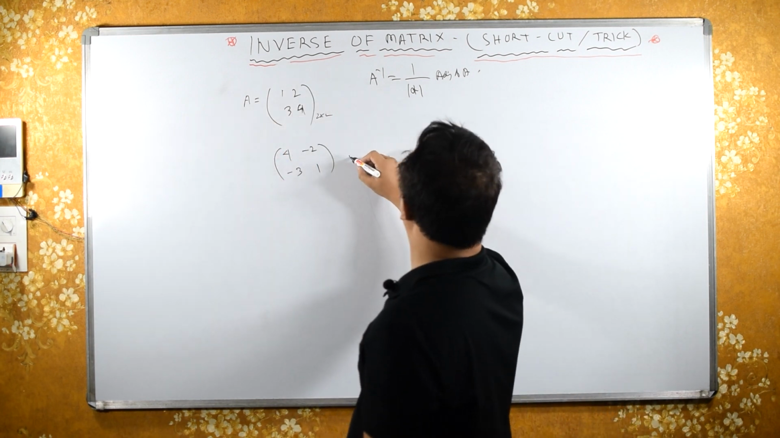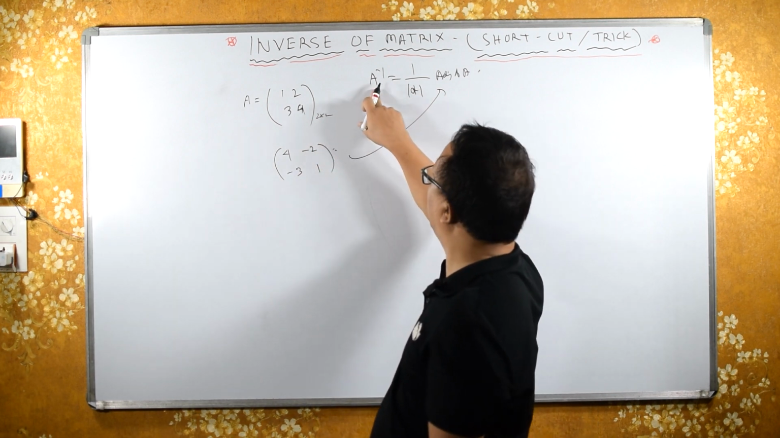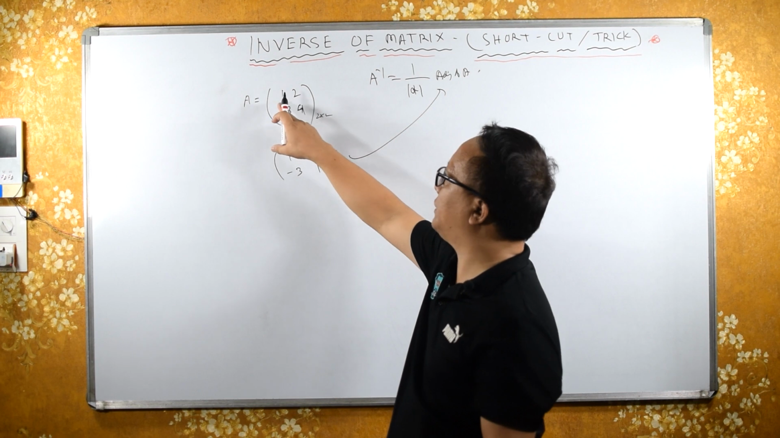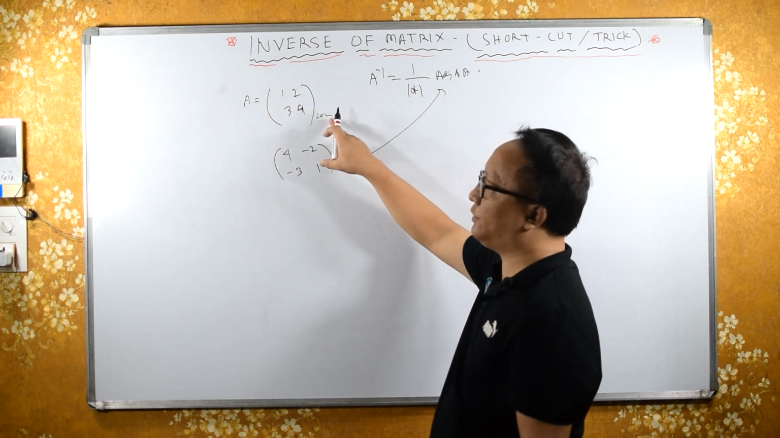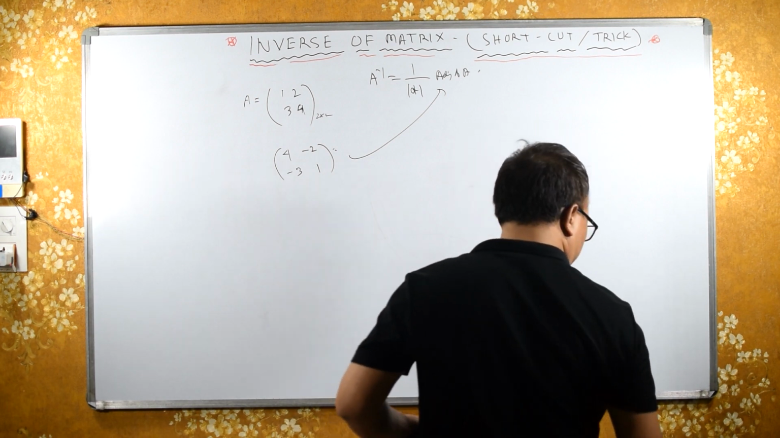This is the adjoint of this 2 by 2 matrix. But determinant of A you can find very easily: this into this minus this into this. This is A inverse for 2 by 2. Okay, what about 3 by 3?